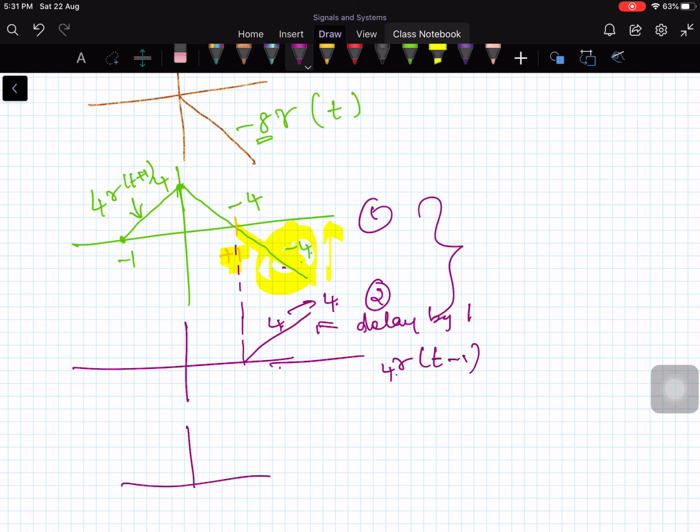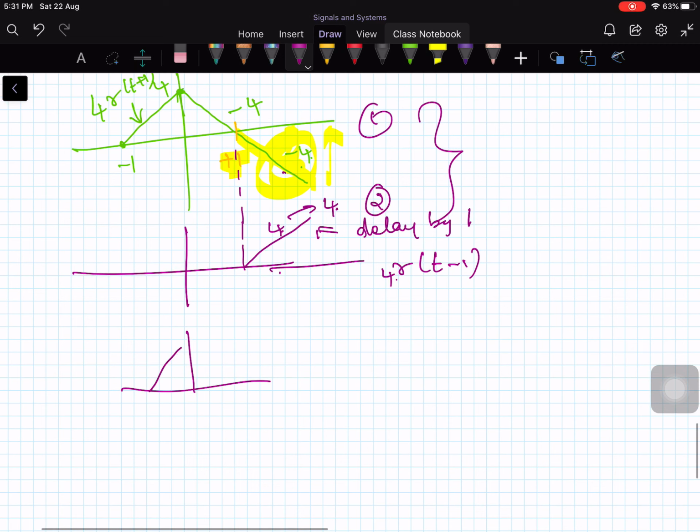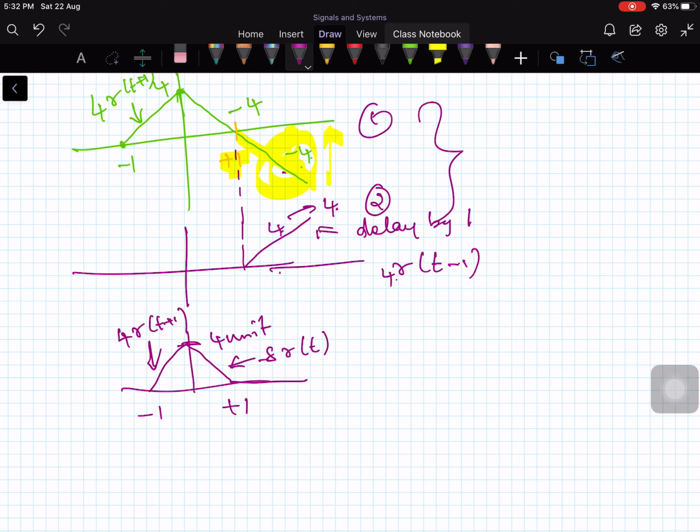So it goes like this, comes back, and it becomes a horizontal line. So this is minus 1 and this is plus 1, and this is 4 units, and this one is 4 times r of t plus 1, and this one is minus 8 times r of t plus 4 times r of t minus 1.